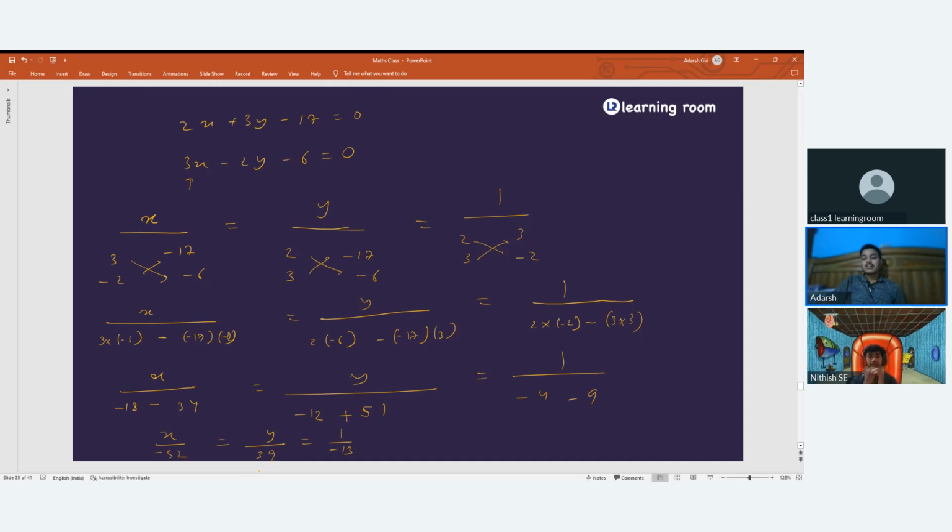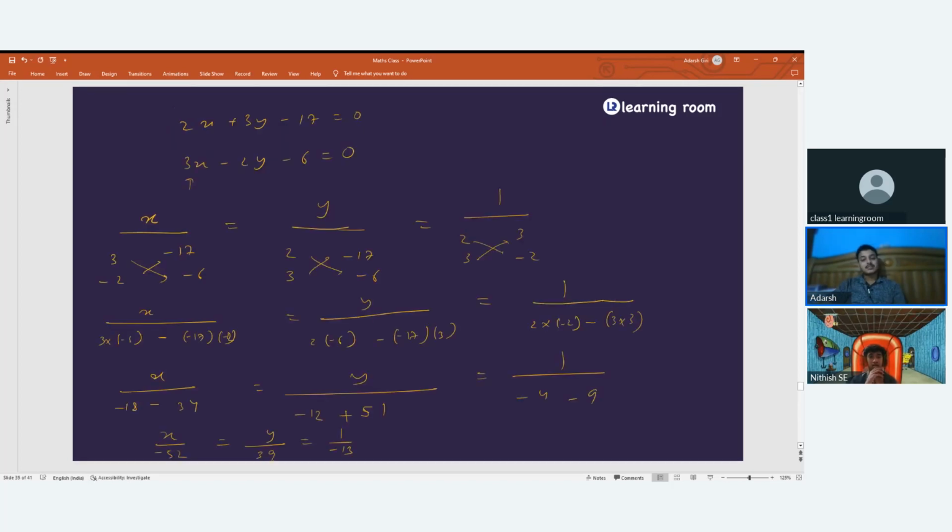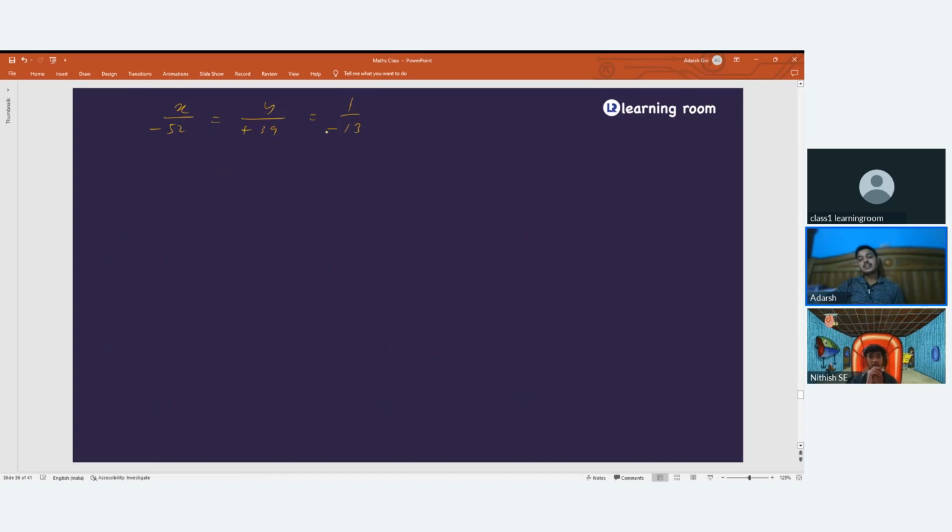Now let us move to the next page. X by minus 52 equals y by minus 39 equals 1 by minus 13, right? So now also you can cross multiply it. See, now this is 1, this is 2, and this is 3. If I equate 1 with 3, because all 3 are equal, I can equate any 2 of them. X upon minus 52 is equal to 1 by minus 13. X will be equal to minus 52 upon minus 13, so x is 4.